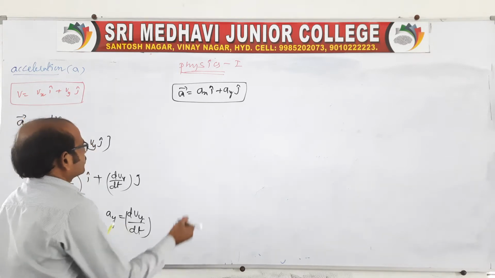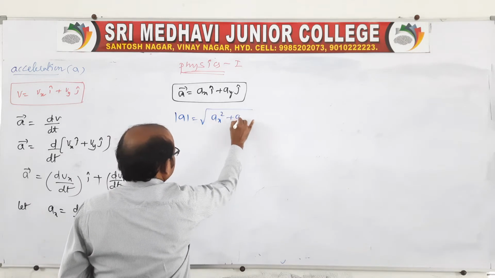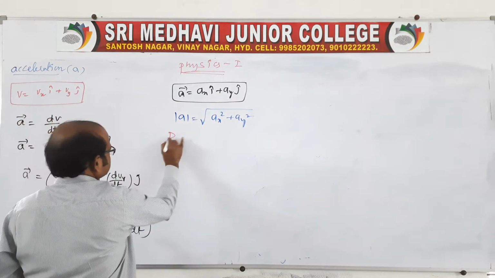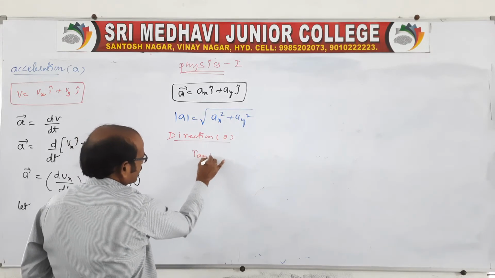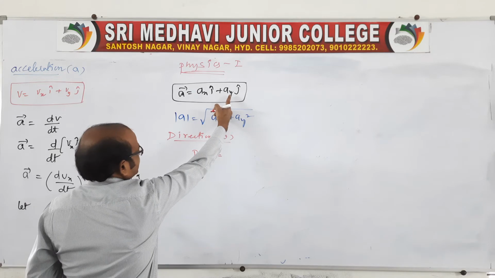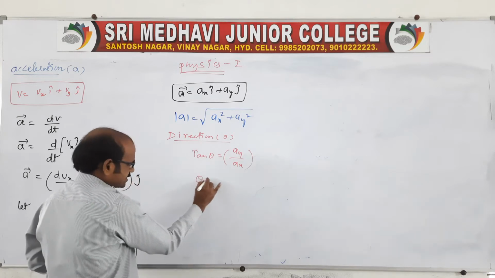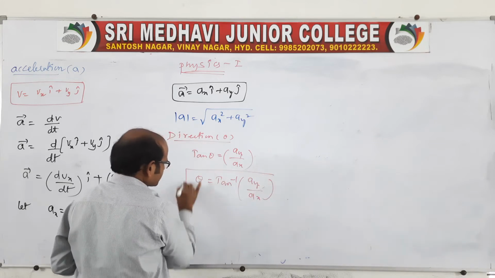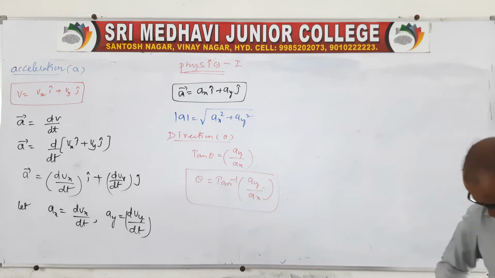Now I'll give you another one. The magnitude of a is equal to root over ax square plus ay square. Suppose it is asking for the direction, which is theta. Then tan theta is equal to the y component by the x component, that is ay by ax. So theta is equal to tan inverse of ay by ax. This is about the direction in case of a motion in a plane.